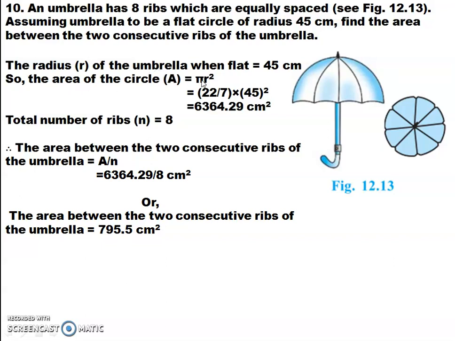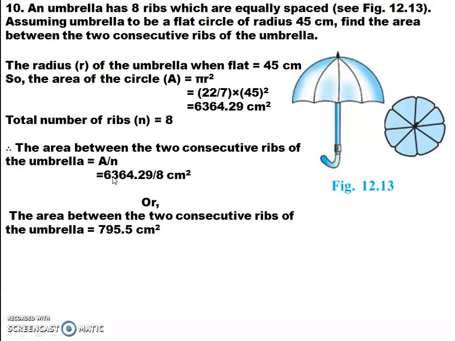Now, area of the circle is equal to pi r square. You will get 6364.29 centimeter square. How many ribs are drawn? 8. The area between 2 consecutive ribs of the umbrella: how will you find it? You will divide the circle into 8 equal parts. So what is the area of the circle? 6364.29. You will divide it by 8. How did you get 8? You know it is 8 equal sectors.